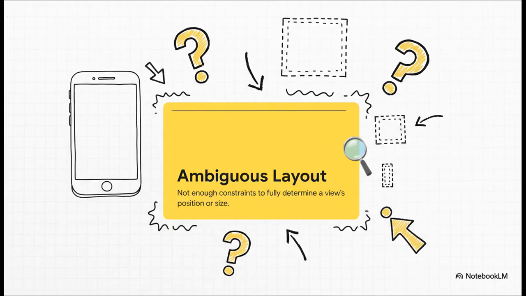Now, suspect number 2 is the complete opposite problem. It's not about giving too much information, it's about giving too little. The layout becomes ambiguous because you haven't given it enough rules to know exactly where to put something or how big to make it. It's just left guessing what you actually want.